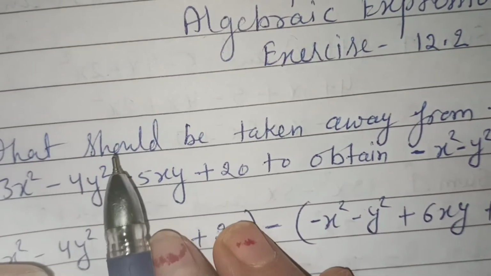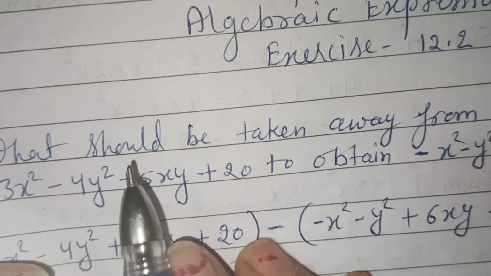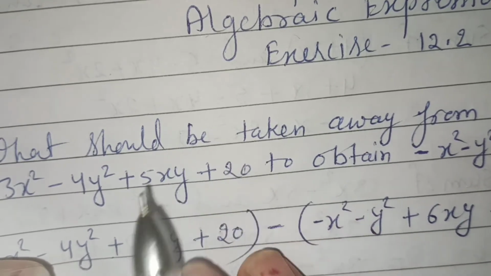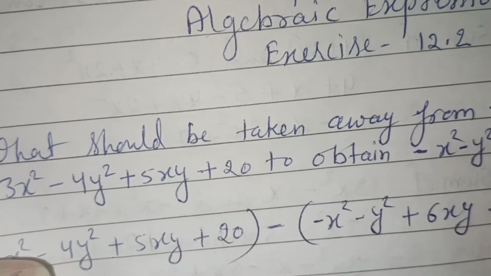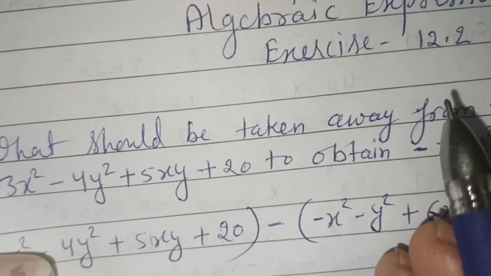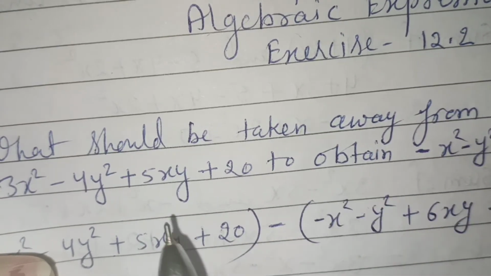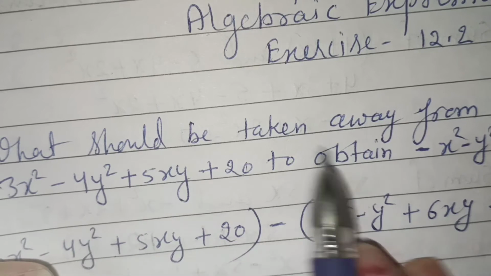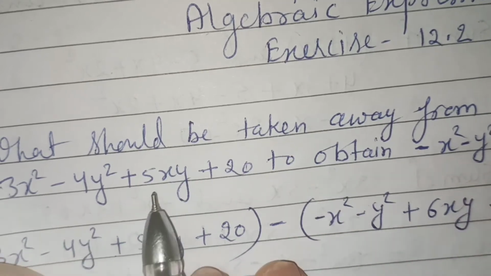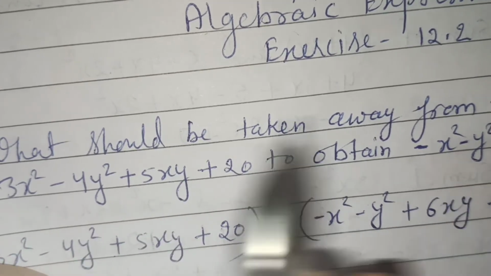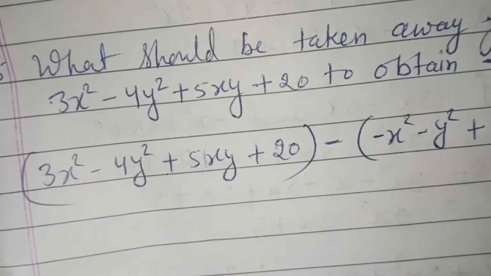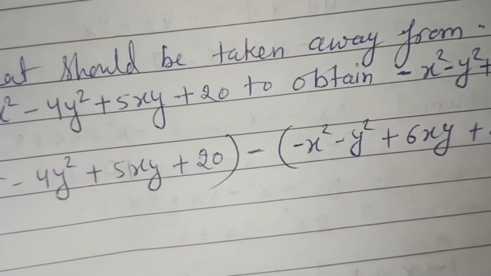Suppose we take one example. What should be taken away from 10 to obtain 5? What we will do? 10 minus 5. We got answer 5. 5 is taken away from 10 to obtain 5. Like that, we will subtract the second expression from the first expression. So, this expression minus second.